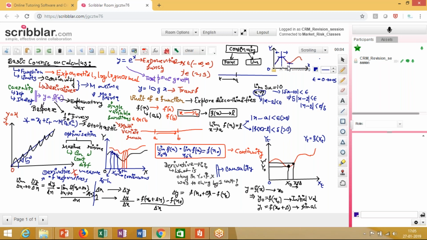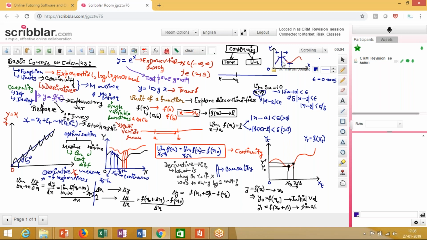What you can see is that x is increasing, y is increasing, it reaches the top, and then it falls down. So now let's have a look into this behavior.